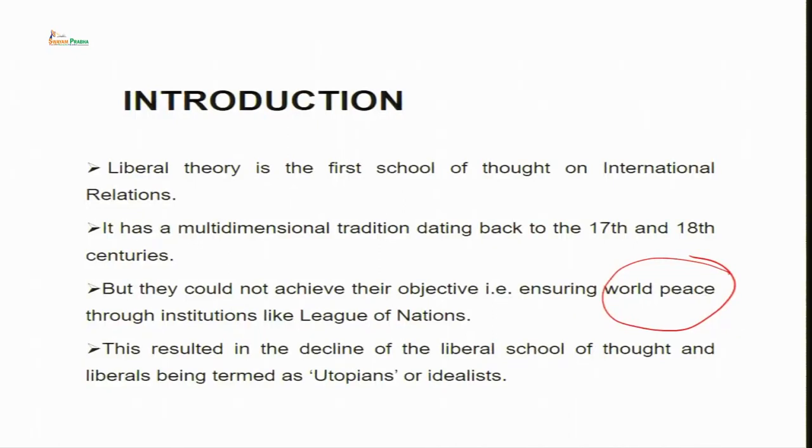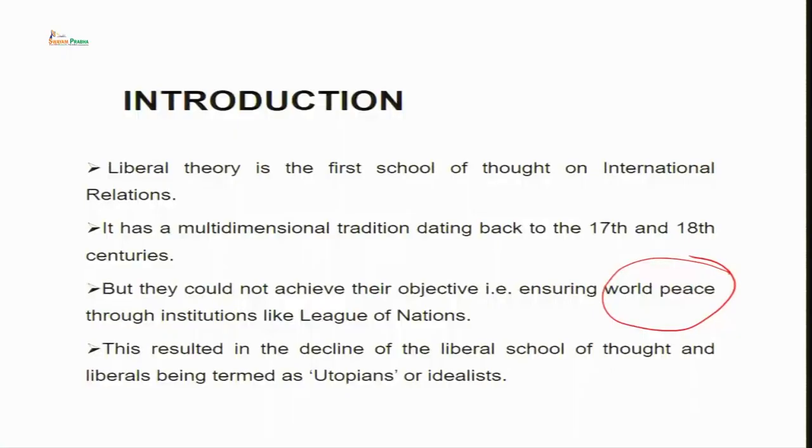Now, if you talk about the growth of the theory of liberalism, it has a multidimensional tradition that can be dated back to the 17th and 18th century. But all these multidimensional traditions could not achieve their objective. What was their objective? Their objective was to ensure world peace. So basically, liberalism focuses on world peace. They view international politics from an optimistic point of view, unlike realism. And their point of view led to the growth of institutions such as the League of Nations.